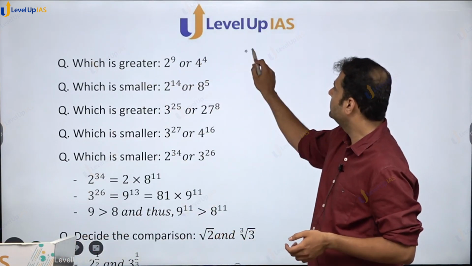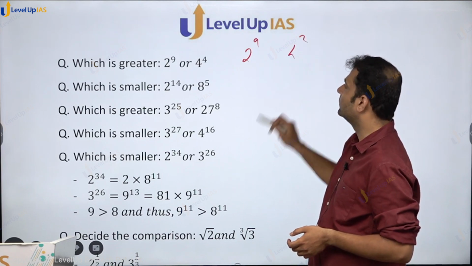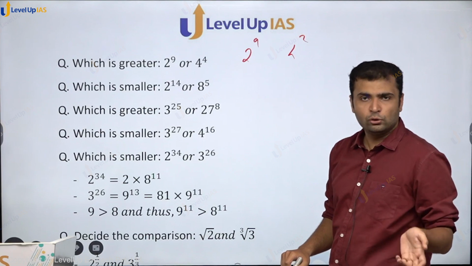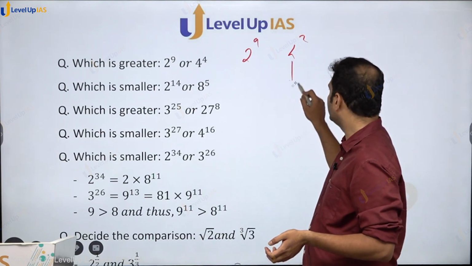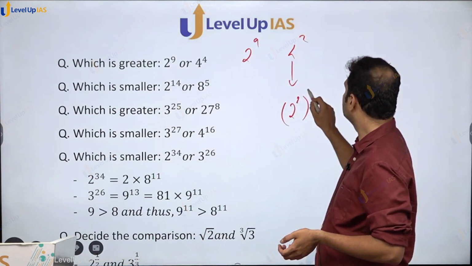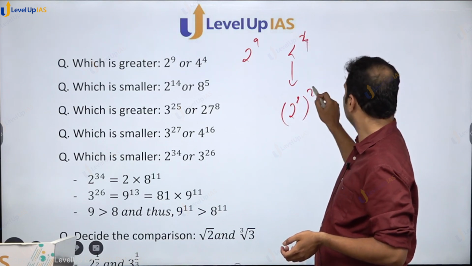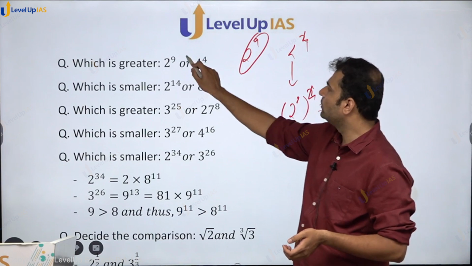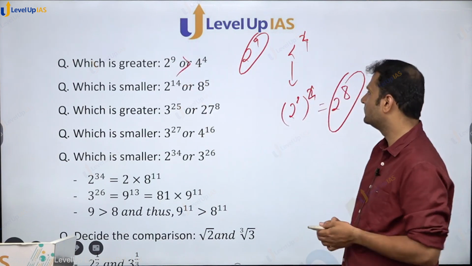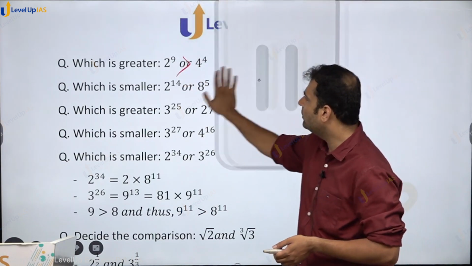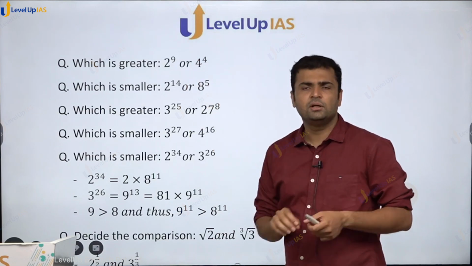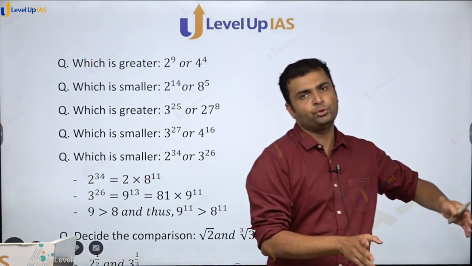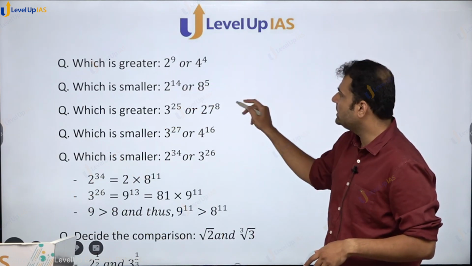2 raised to 9 and 4 raised to 4. Now we want to compare 2 and 4, but we already know that 4 is 2 squared. So I'll write this 4 as 2 squared, power 4, which is 2 raised to 8. Now we have 2 raised to 8, 2 raised to 9. 2 raised to 9 is clearly going to be bigger. Fine. So whenever we have 4, 8, 27, etc., any squares or cubes, convert them back to powers of 2 and 3.